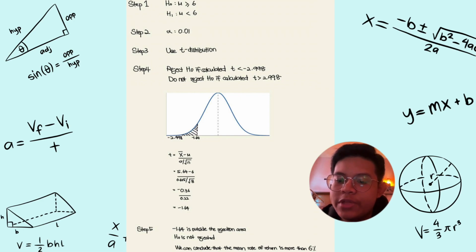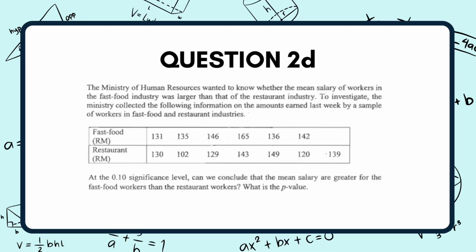Next, we use the T formula, which is S bar minus mean divided by sigma over square root n. So we can get the answer, which is negative 1.64. So step 5, we conclude that negative 1.64 is outside the rejection area. H null is not rejected, and we can conclude that the mean rate of return is more than 6%.